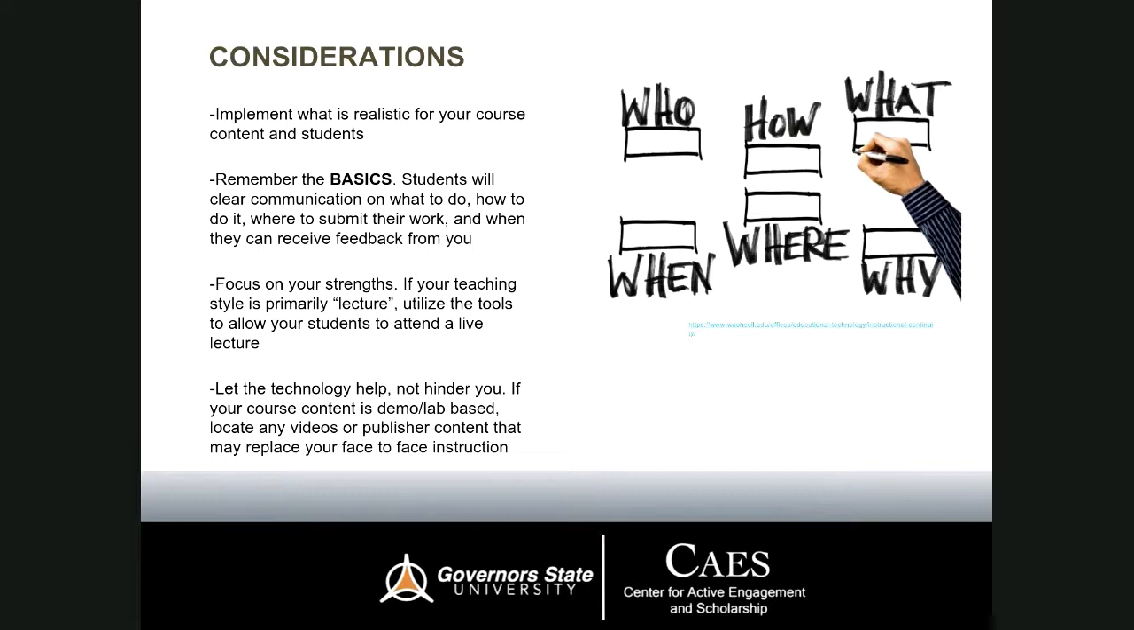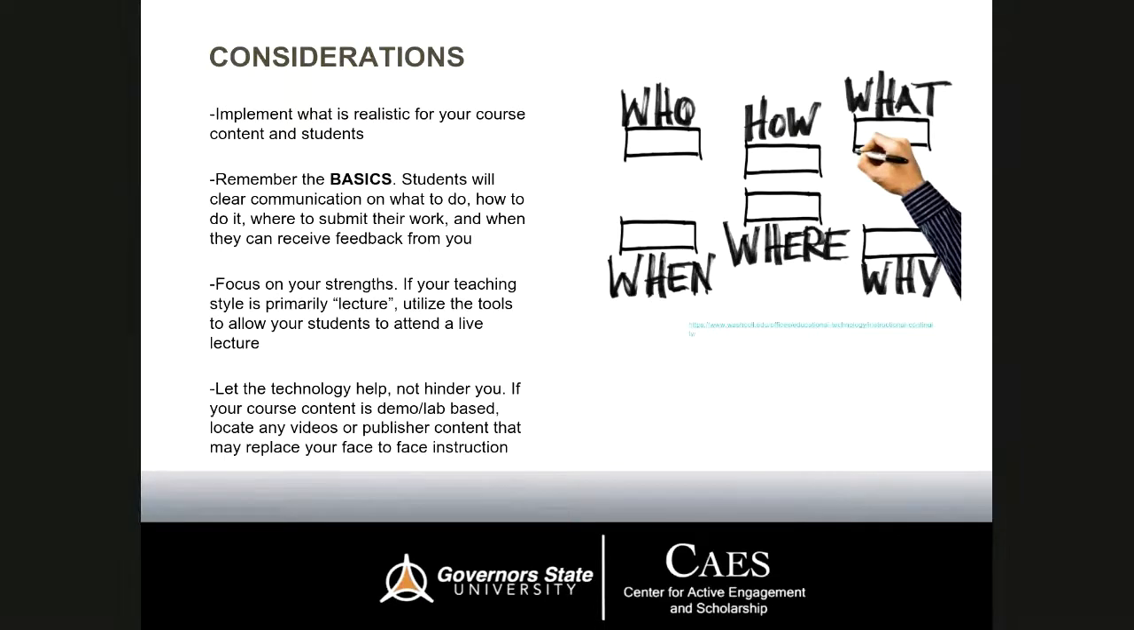Some considerations: how do you get started? First, you want to think about what is realistic for you, your course content, and your students. You want to begin to brainstorm the who, the what, the when, where, and how. Remember the basics. Students really just want clear communication on what to do, how to do it, where to submit their work, and when they can receive feedback from you as the instructor.